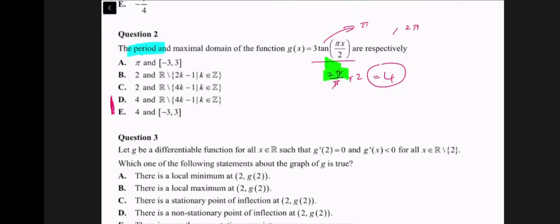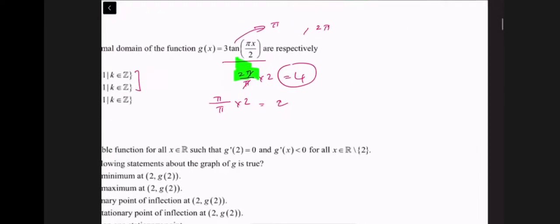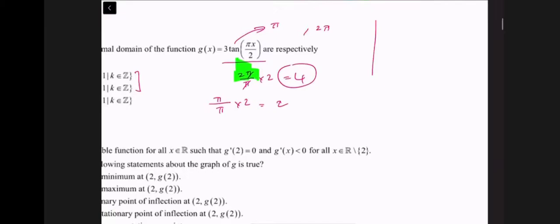So actually what we have to do is pi divided by pi times 2. So the actual period is 2. So that means the only answers are B or C. And then to figure out this, you don't have to memorize the formula. You could just consider a tan graph goes like this, and then this is the period, so we know that's 2.